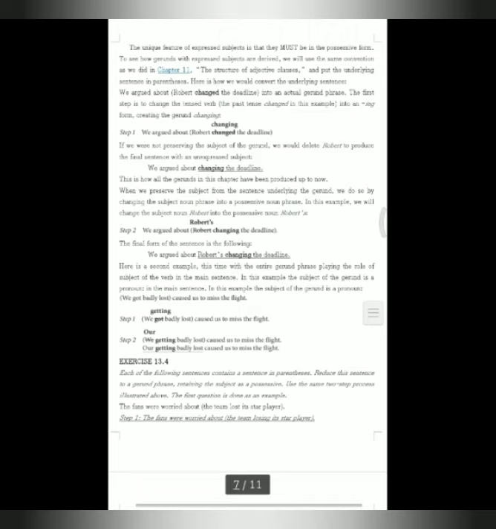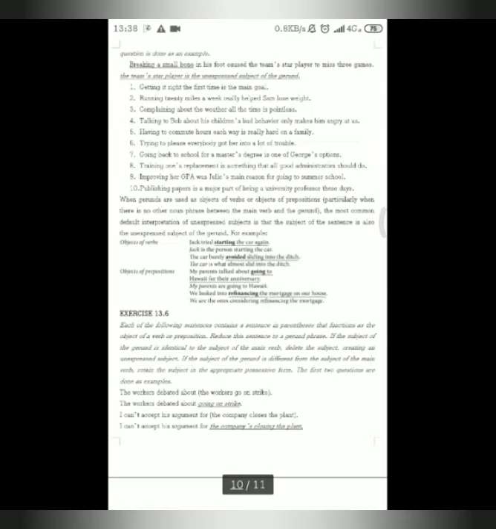Step 2. Our getting badly lost caused us to miss the flight. Breaking a small bone in his foot caused the team's star player to miss the games. The team's star player is the unique expressed subject of the gerund.